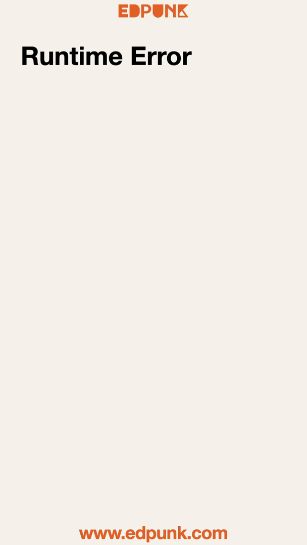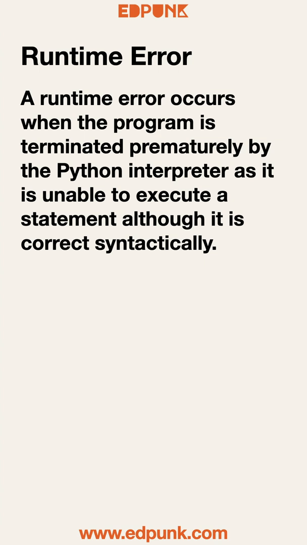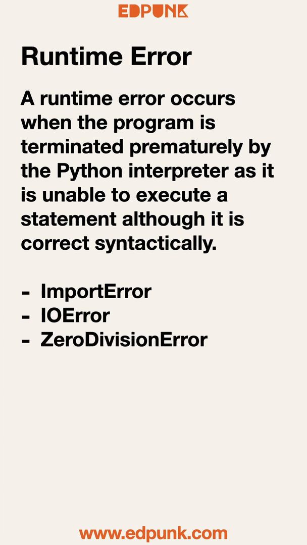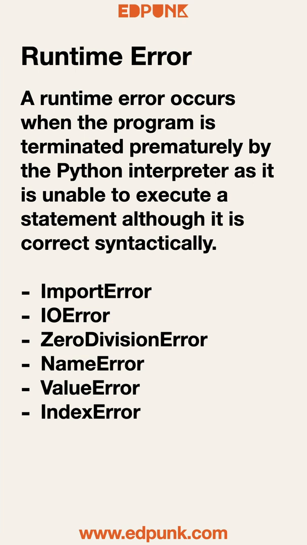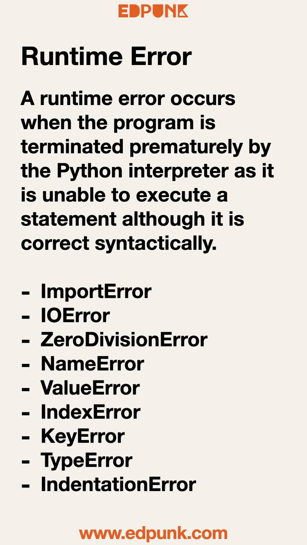Let us move on to the next type of error, that is runtime error. A runtime error occurs when the program is terminated prematurely by the Python interpreter, as it is unable to execute a statement although it is correct syntactically. The different types of runtime errors are import error, IO error, zero division error, name error, value error, index error, key error, type error, indentation error.